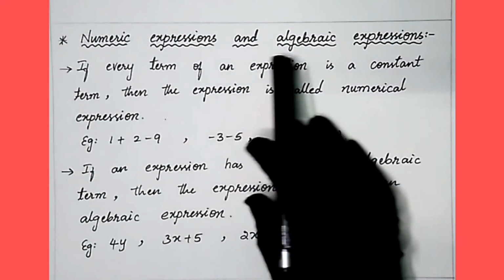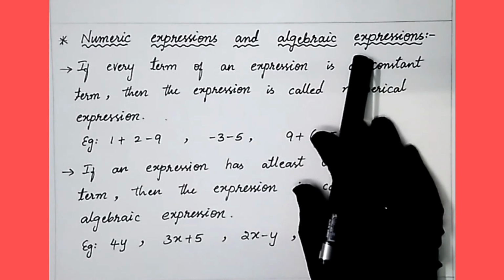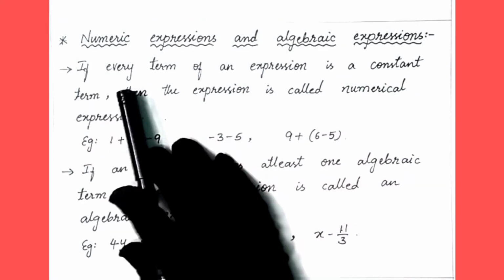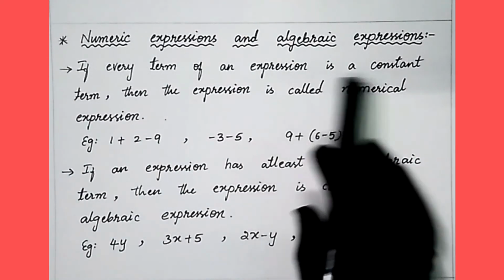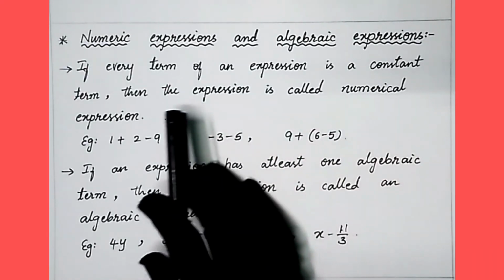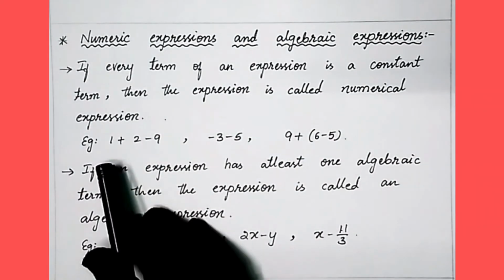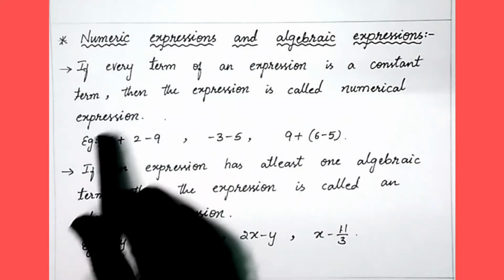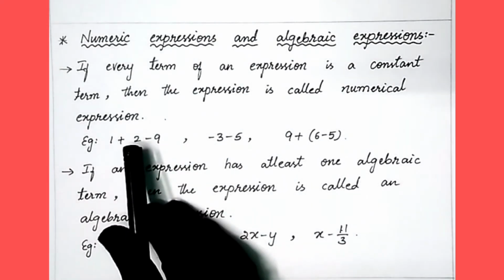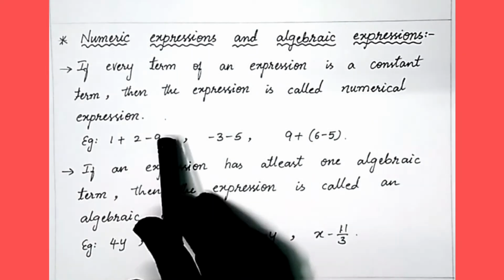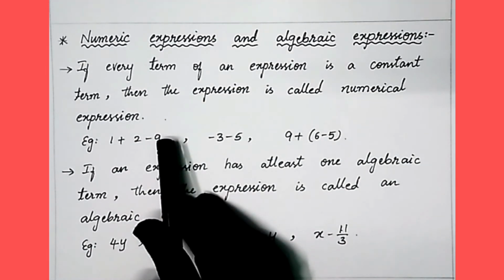Numeric expressions and algebraic expressions. What is a numeric expression and what is an algebraic expression? If every term of an expression is a constant term, then the expression is called a numerical expression. 1 plus 2 minus 9. In this, we have all constant terms. No variable is there. So, such an expression is called a numerical expression.